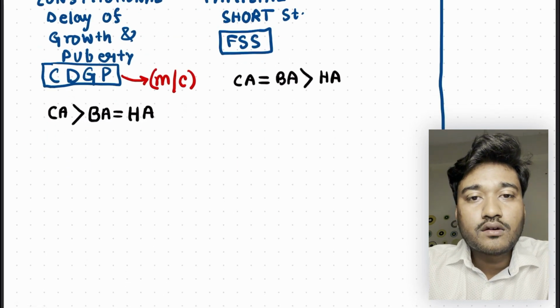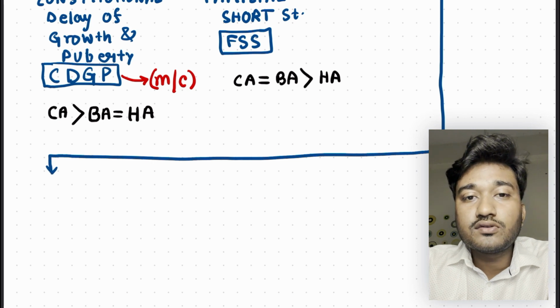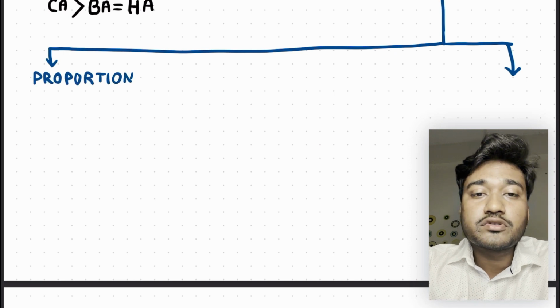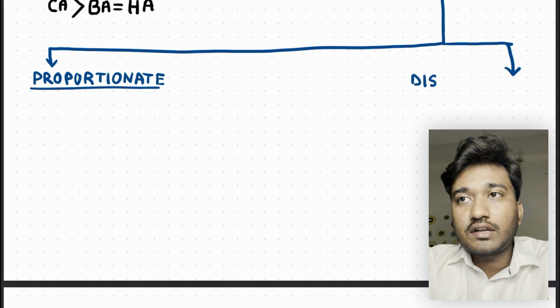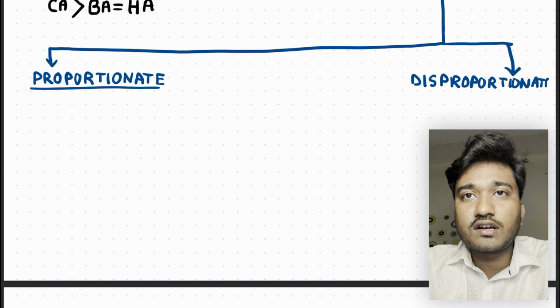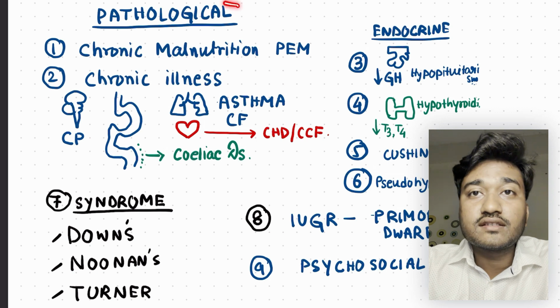Okay, so in pathological short stature we have two defined entities inside pathological short stature. One is proportionate short stature where the upper segment and lower segment ratio is the same, rather this is normal for the age, and the disproportionate short stature where the ratio is not maintained. So inside disproportionate we have two things, short limb short stature as well as short trunk short stature. So now let's talk about the pathological short stature, all the examples.